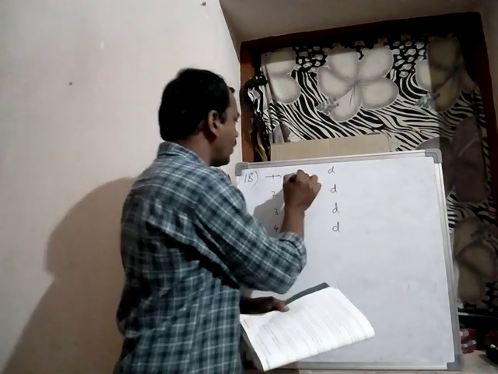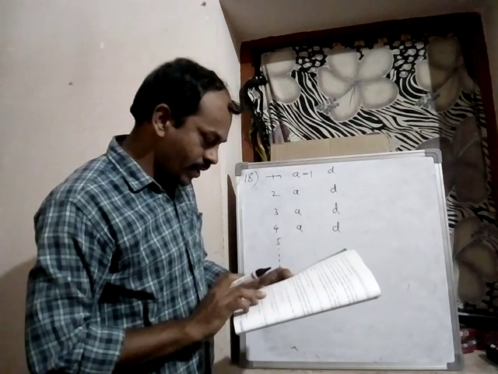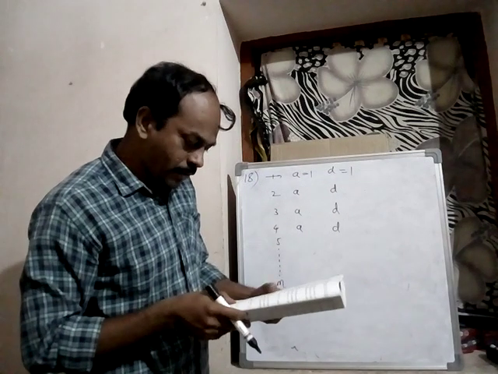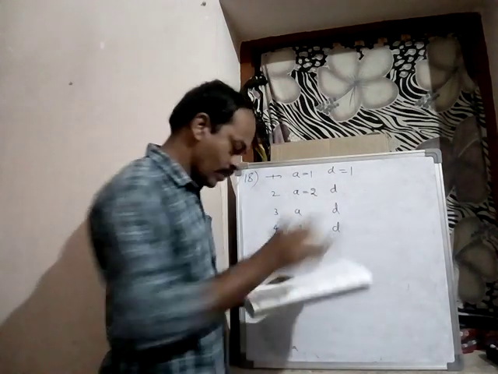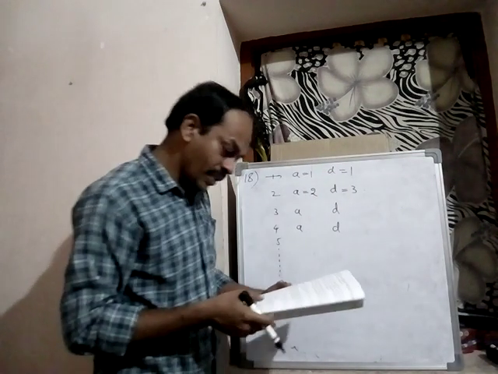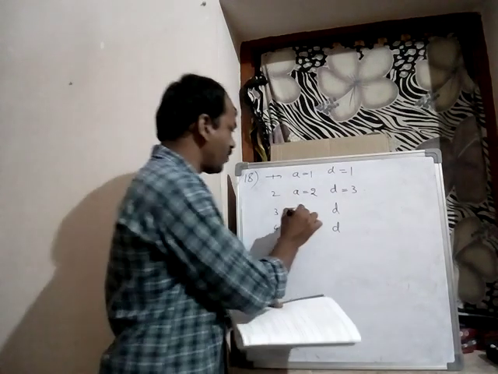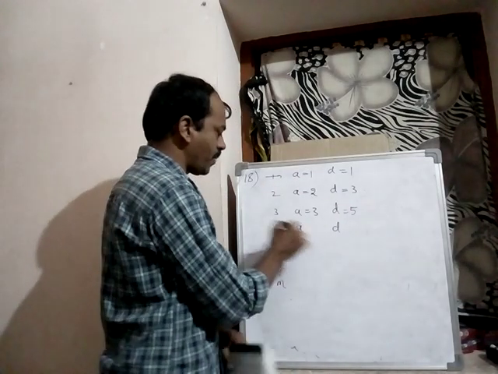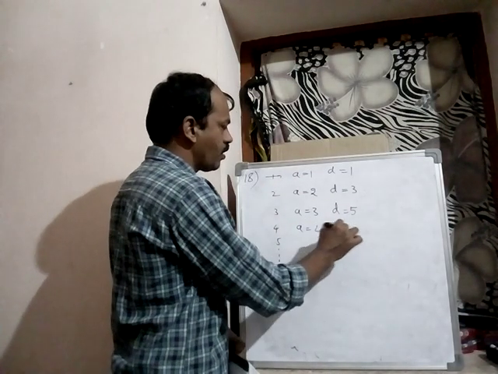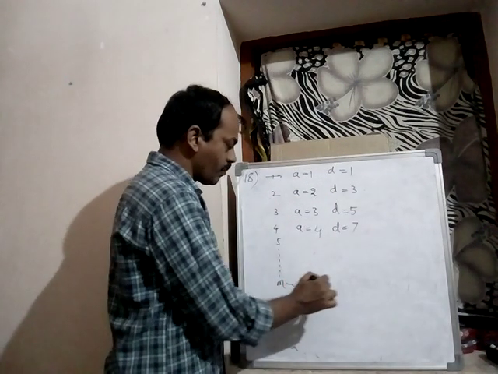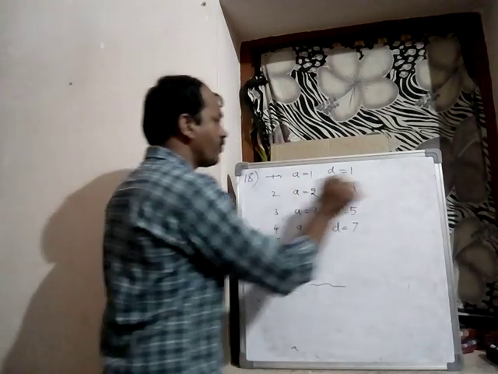In the first AP, first term is 1 and common difference is 1. In the second AP, first term is 2 and common difference is 3. In the third AP, first term is 3 and common difference is 5. In the fourth AP, first term is 4 and common difference is 7, like this. Total m APs are there.